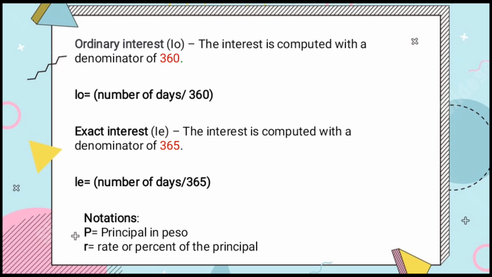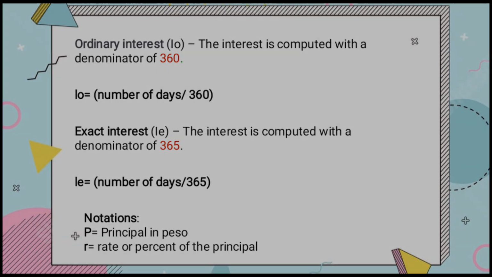Take note, ordinary interest is greater than exact interest. When interest is not specified in any problem, if it is ordinary or exact, it is assumed as ordinary. In solving ordinary and exact interest, you need to familiarize the following notations, where P is the principal in peso, R is the rate or percent of the principal.